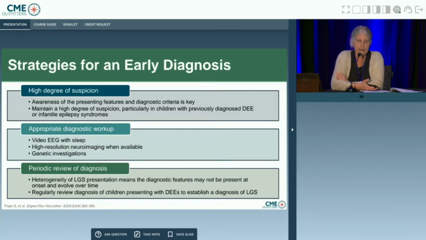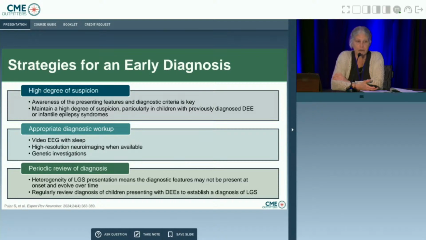And I think in Lennox-Gastaut, one of the critical things to do to get that diagnosis early would be a video EEG with sleep. And oftentimes what you'll see is often very subtle tonic seizures with that characteristic generalized paroxysmal fast activity on that EEG.